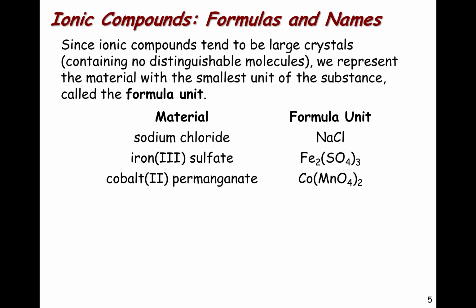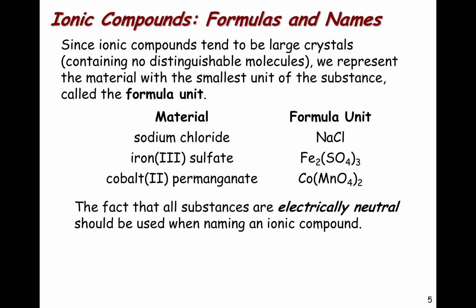Some examples of this: for sodium chloride, the formula would be NaCl, whereas for iron(III) sulfate, it requires 2 of the irons and 3 of the polyatomic ion sulfate to produce this lowest whole number ratio of atoms. And in the last example, cobalt(II) permanganate, there would be 1 cobalt and 2 of the so-called permanganates, which are MnO4, within the parentheses there.